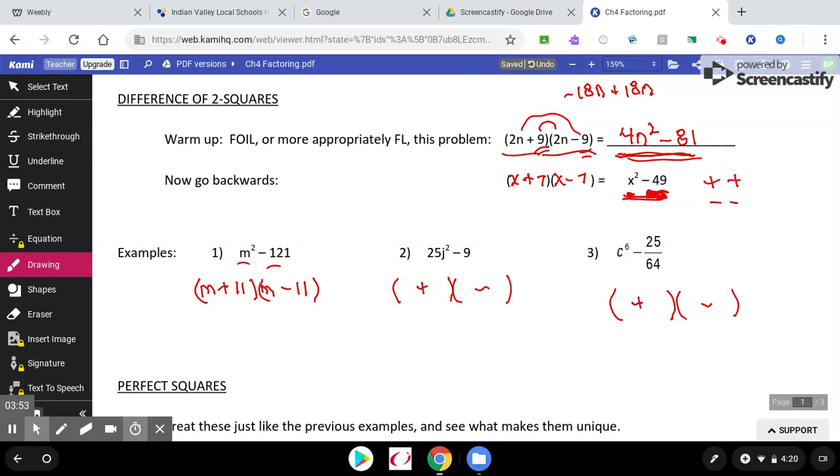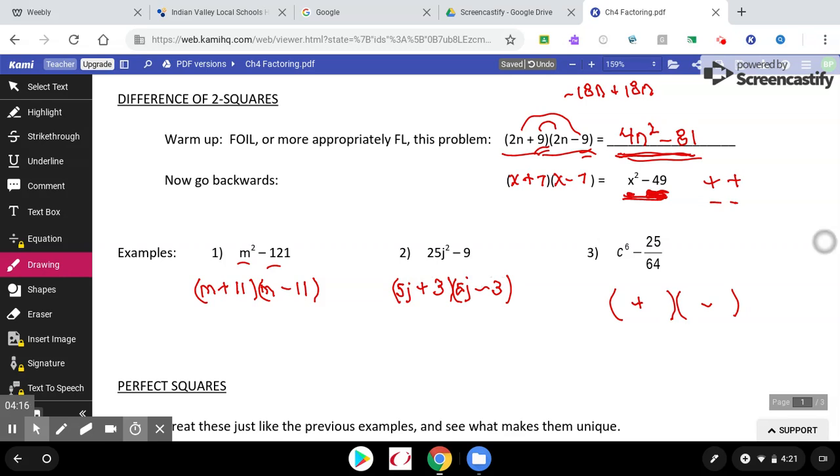So number 2, a little bit more to it. There is a 25 with the j squared. But if I went 5j times 5j, that not only covers the 25, but it covers the j squared as well. And what number times itself is 9? 3 and 3. Perfect squares, one minus, one plus.